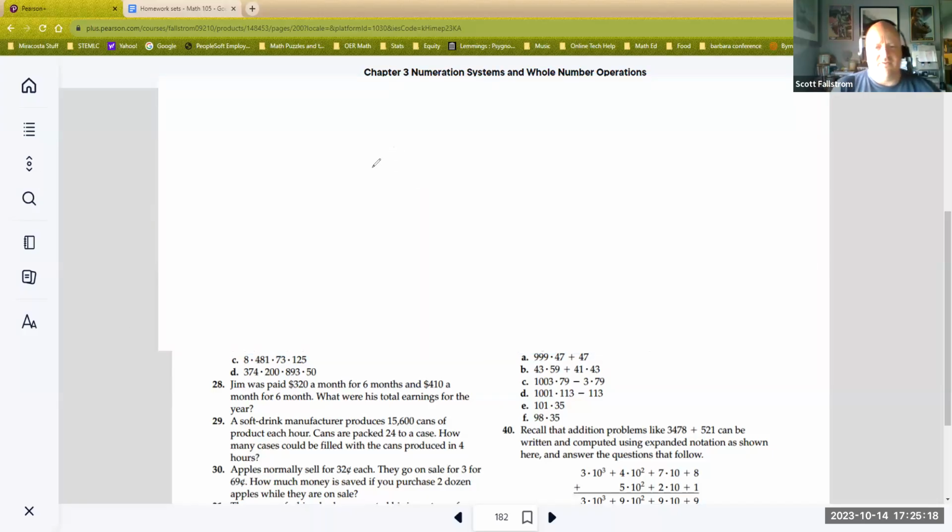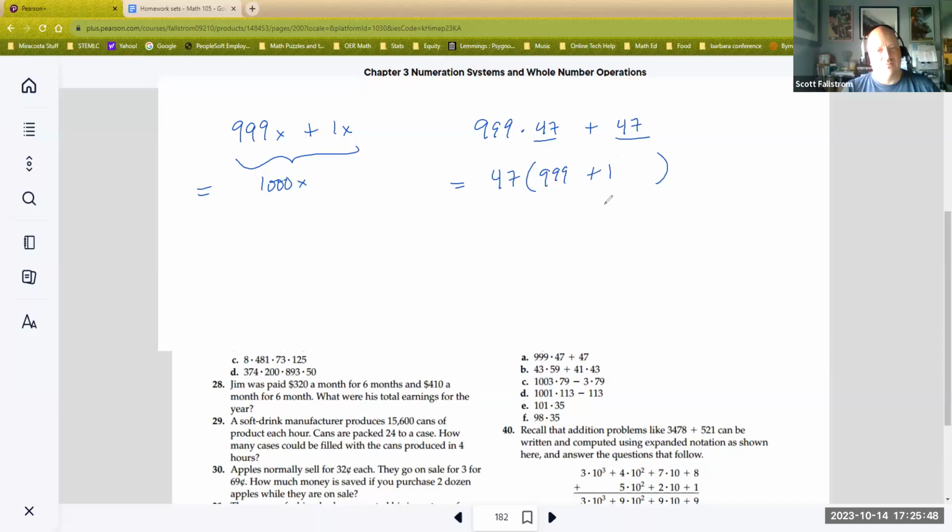So again, if I had 999 x's and I added one more x on there, could you rewrite this so it's a little bit easier and neater? And the answer is sure. 999 x's plus one more x is 1,000 x's. So now if you had 999 groups of 47 and I added one more group of 47, the distributive property says I could rewrite this as 47 times 999 plus 1, which, if you look at it, is exactly what you would do with the values over here. You end up with 1,000 times your number.